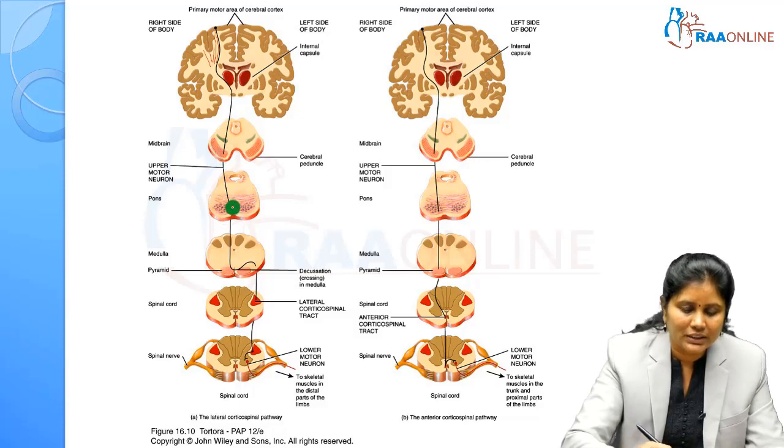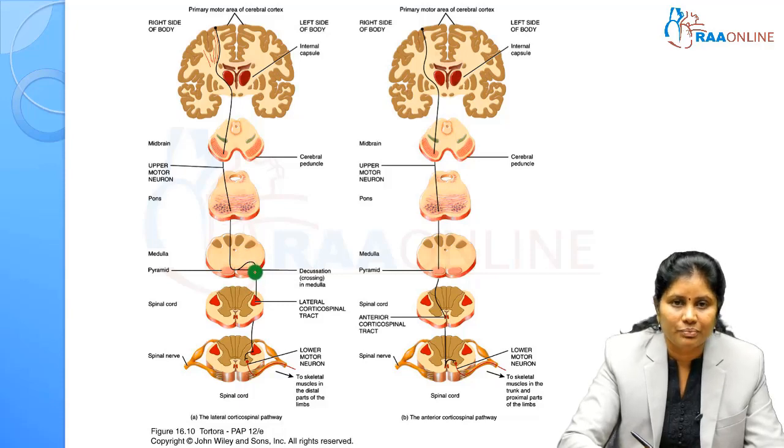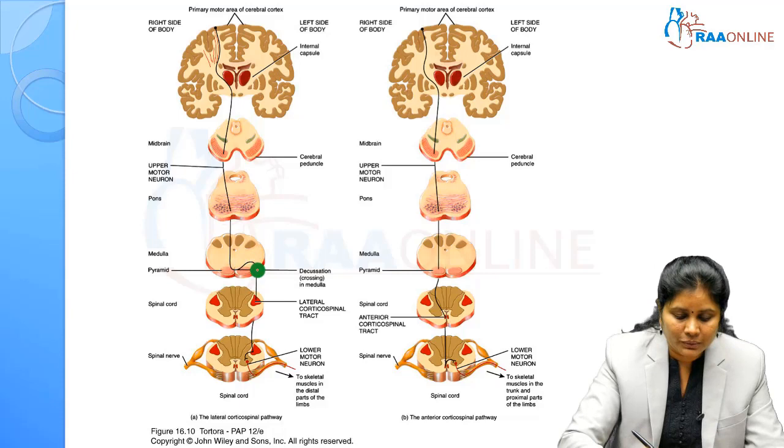From there it enters the pons. In the pons they get scattered, and from the lower end of the pons they once again get bundled up and enter the medulla. In the medulla, 85% of the fibers get crossed. This is called the motor decussation. They cross to the opposite side and end in the lateral corticospinal tract, in the lateral white columns of the spinal cord.